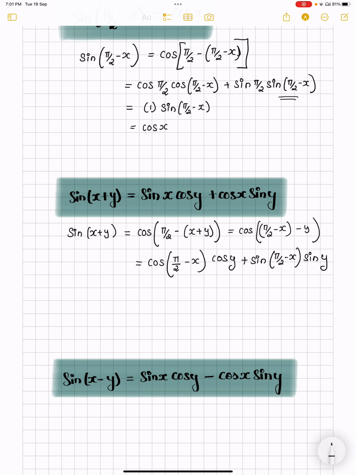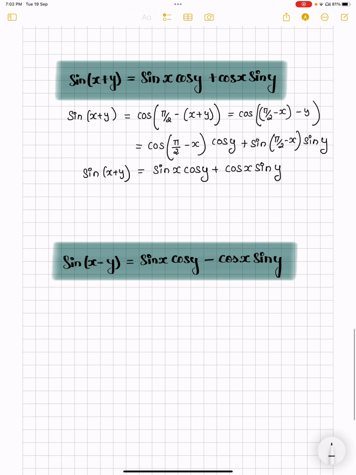Done. Now after this, what is cos of pi by 2 minus x? It is nothing but sine x, times cos y. And then sine of pi by 2 minus x is cos x, times sine y. That's it. We are done with the proof of sine of x plus y. So sine of x plus y is equal to sine x cos y plus cos x sine y.